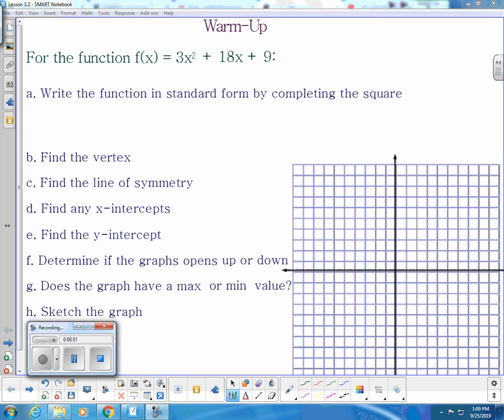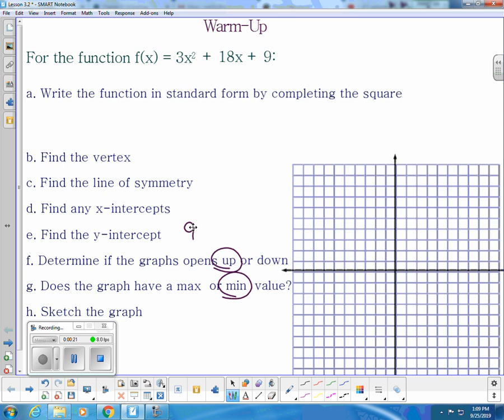Looking at this, I can tell three things. What's one thing you can tell just looking at the function, Cameron? The y-intercept is 9. What else can I tell just looking at this? It opens up. And if it opens up, I can tell it is a minimum. All right, so we know those three things just from the general form.